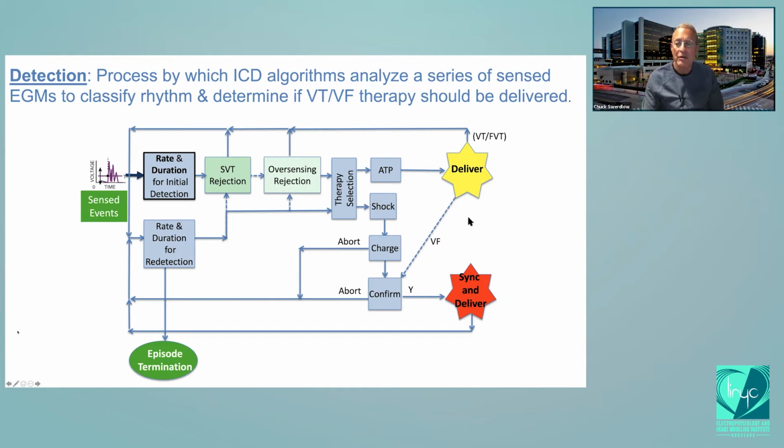If it's appropriate to deliver the therapy, it's delivered. If it's anti-tachycardia pacing, the therapy is delivered immediately. If it's a shock, well, then you know we have a 10-second delay time to charge the high voltage capacitors. And in those 10 seconds, at the end of that, the device makes a go, no-go decision. Is the arrhythmia still present? And it does that pretty quickly.